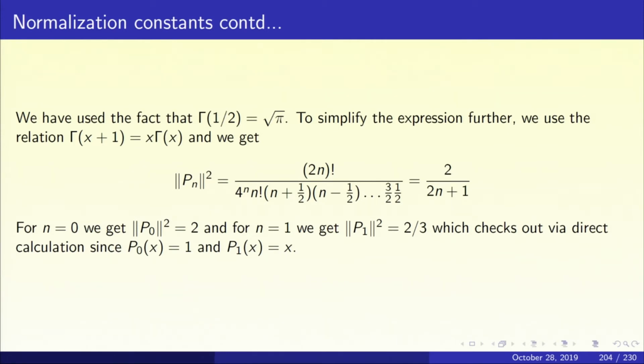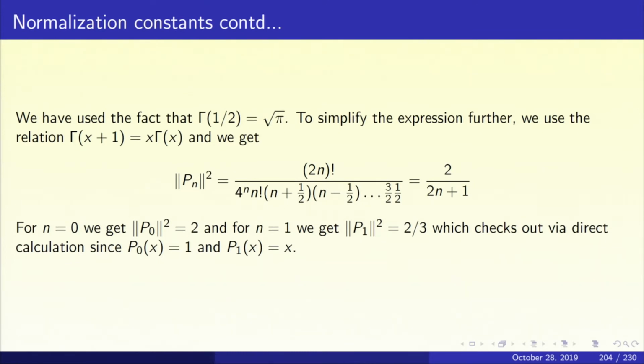Gamma n plus half is n minus half gamma n minus half. That's how you keep using the recursion formula, gamma x plus 1 equal to x gamma x, again and again and again. That's how you get this denominator. Of course, the 4 to the power n factorial has been brought to the right hand side. So now you need to simplify this.